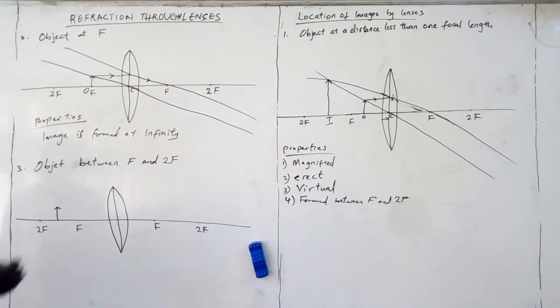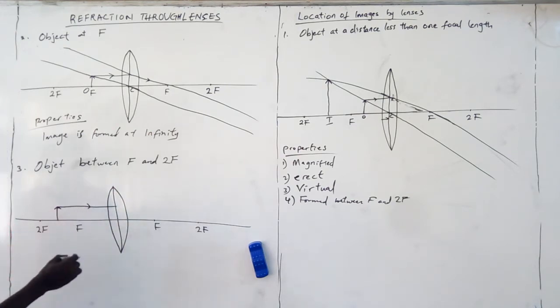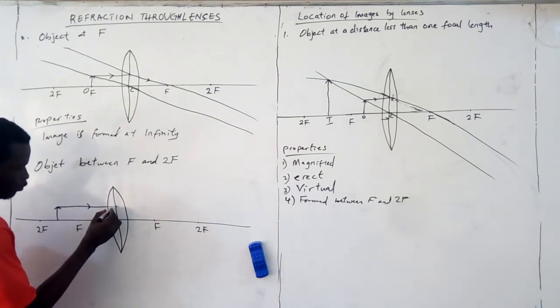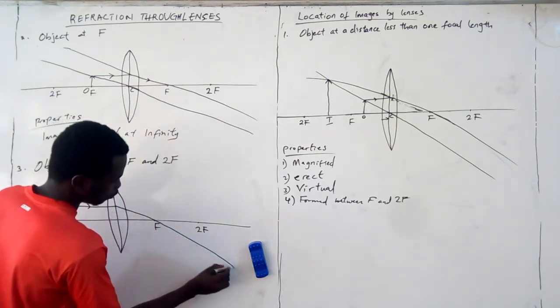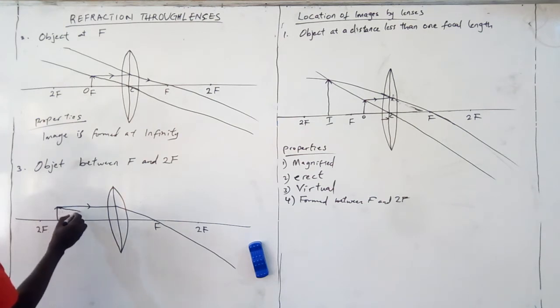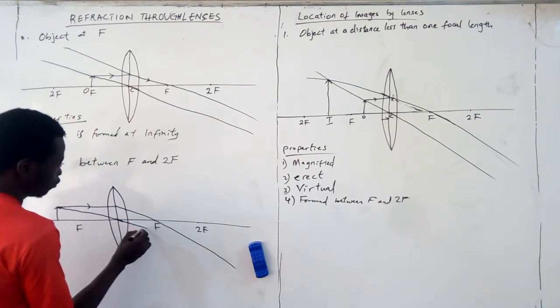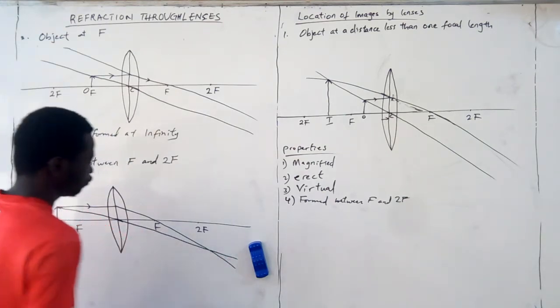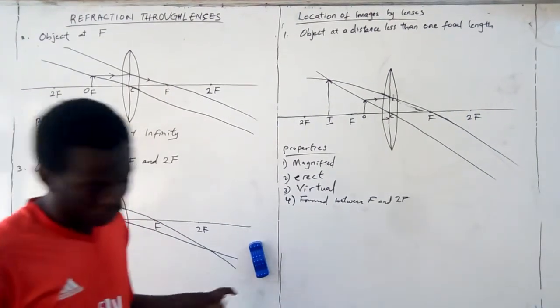So this is the object, then this one, then it will fall on F. Then from the top of the object, pass through. So we'll say, this is not drawn to scale.